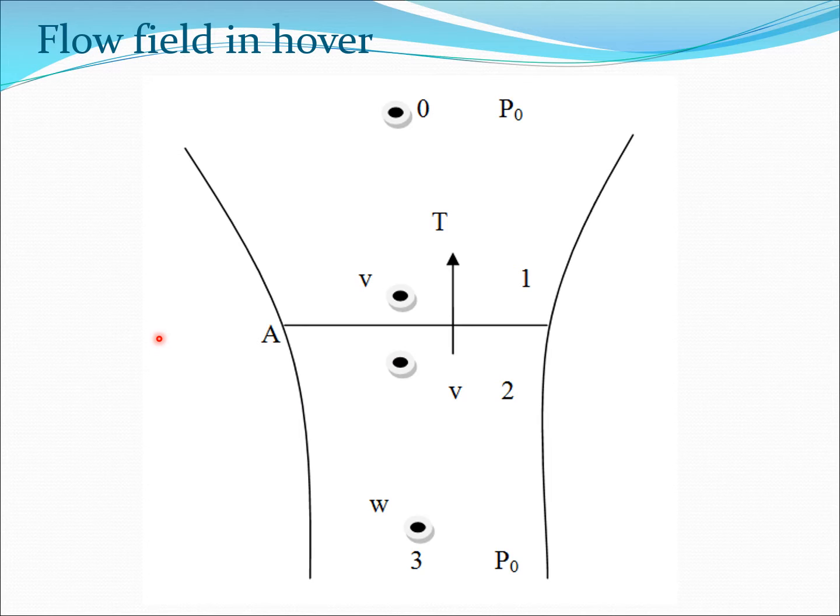Now let's get back to the flow field and recall that there was the rotor. It generates a thrust T. The induced velocity at the rotor disk is given by v, and the points 0, 1, 2, and 3 are there, and the pressures are P0, P1, P2, and P0 again. So these are the ambient pressures, P0.